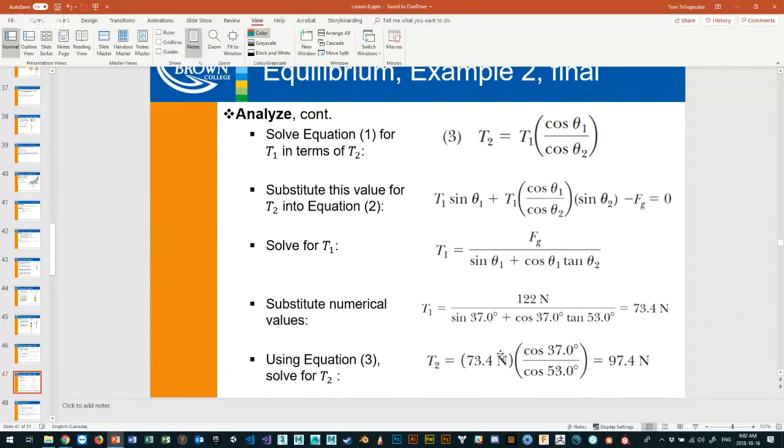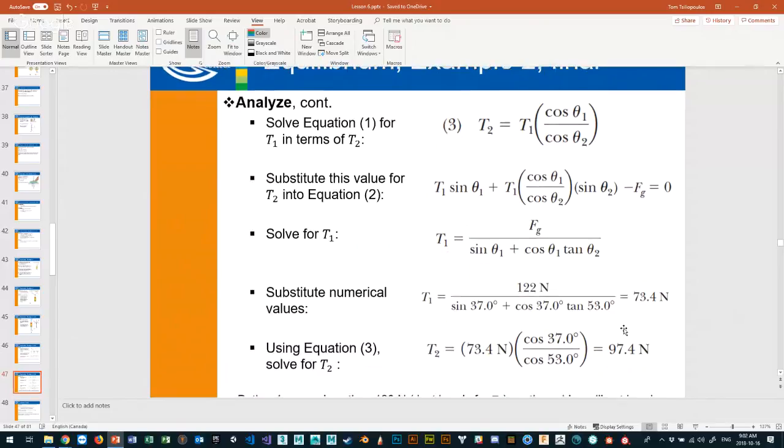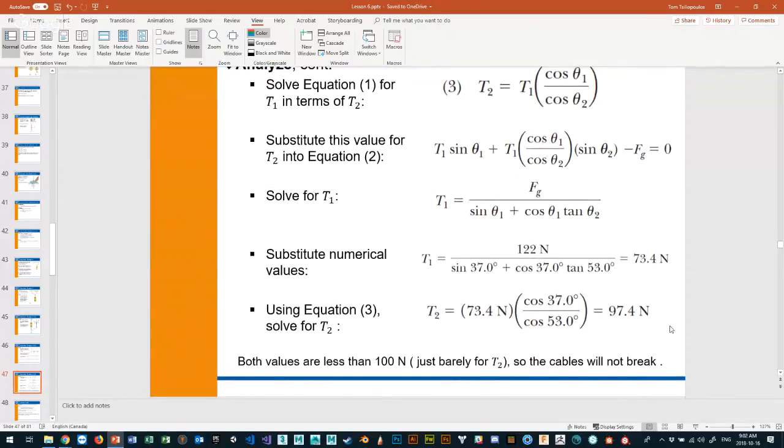So we can see that for T2, once we know what T1 is, we can substitute T1 into the equation for T2, which is this one up here. And we get cos 37 over cos 53, and then you come up with 97.4 newtons. Guess what? That's almost enough to snap the wire. So maybe what we want to try to do is make the tension capacity of the wire more than 100 newtons, because we're very close here.